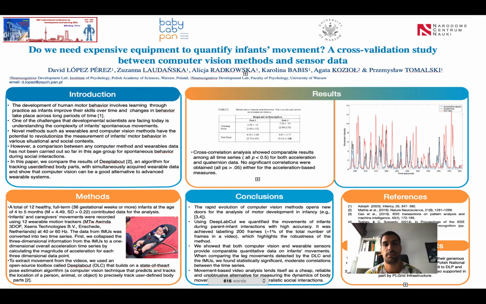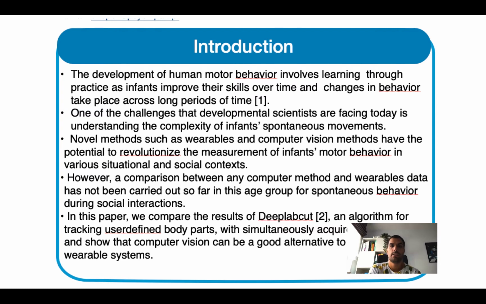With my colleagues from Warsaw University and the Polish Academy of Science, we do a cross-validation study between computer vision methods and sensor data. The main idea is that we, as developmental scientists, face problems understanding how infants' complex movements arise. Those movements evolve over long periods of time, and they also change continuously.